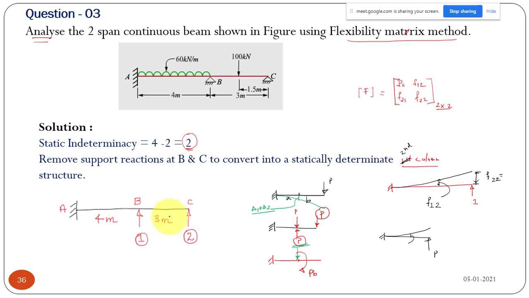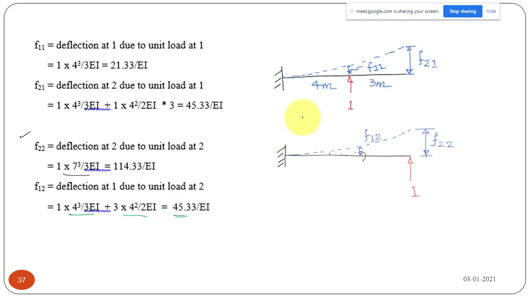And if you want to develop the first column of your flexibility matrix, you take your beam and apply a unit force here, like this. Then you find the deflection at this point, that is F21, and the deflection at this point, that is F11. If you have a point load here, you can use this equation: P into this distance, taking it as L, so you get 21.33 by EI.